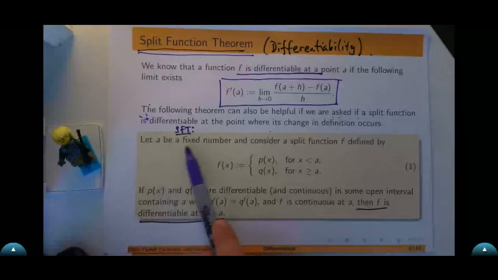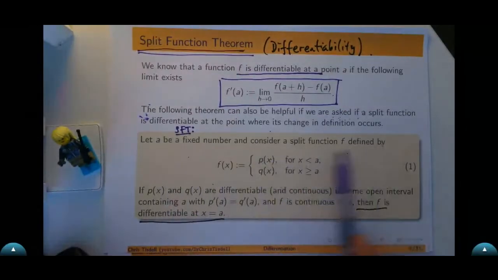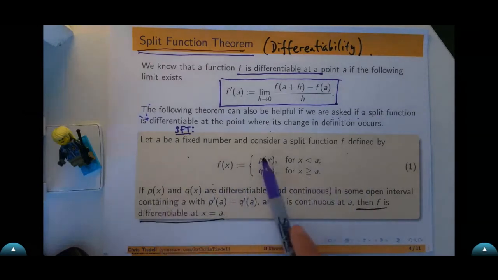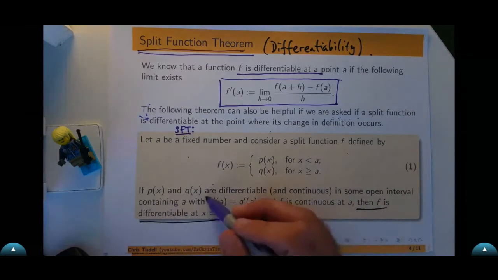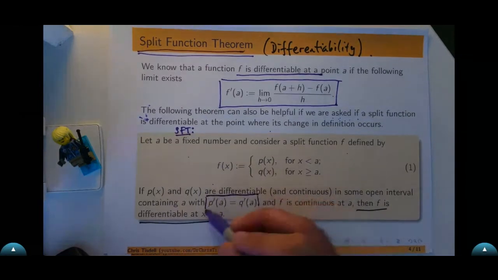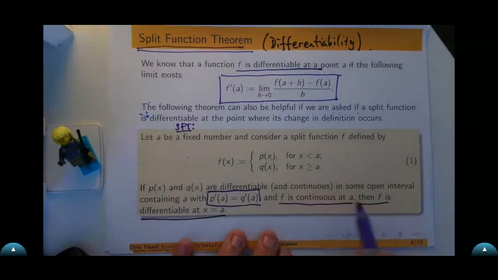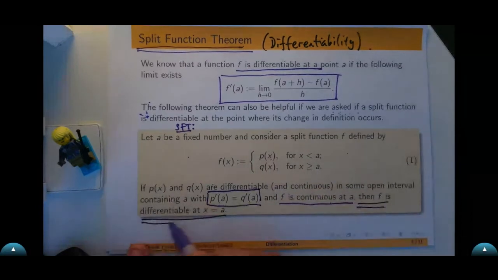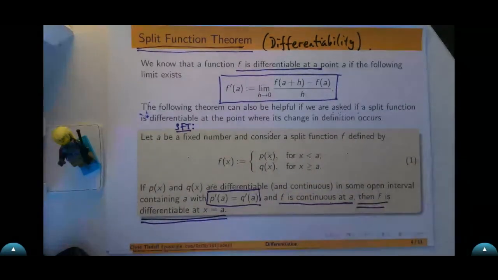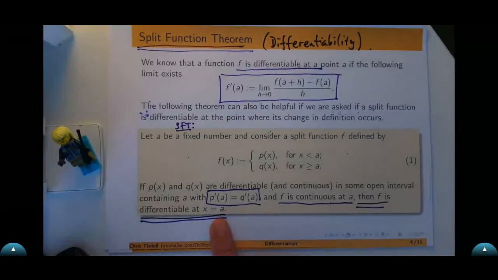So let A be a fixed number and consider a split function f. The change happens at the point A. If the two parts are differentiable and their derivatives at the point A are equal, and this function is continuous at A, then the split function theorem tells us that the function is differentiable at the point A.